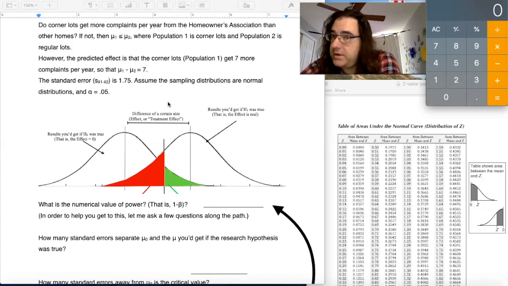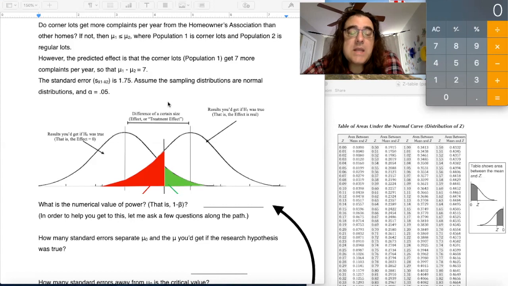I've also given you the standard error for this design, S sub x bar sub 1 minus x bar sub 2. And in this example, it's going to be equal to 1.75. It's not that on your in-class assignments, but I'm making this new one up. Normal distributions for the sampling distributions, and alpha equals 0.05. So what is it that you do?